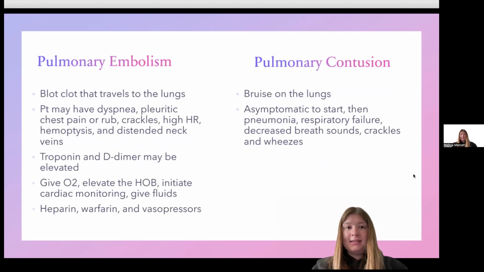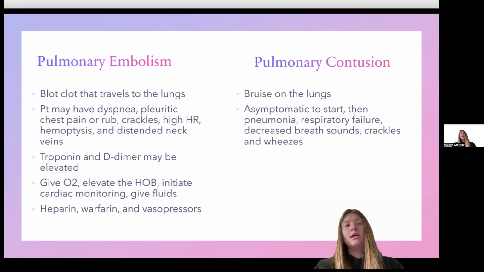A pulmonary embolism is a blood clot that travels to the lungs. When this happens, the patient might have dyspnea and a really sharp pleuritic chest pain. So this is super sudden and super sharp. We might hear a pleural rub, crackles, they might have tachycardia, hemoptysis, and they can have those distended neck veins or that JVD on the side of their neck.